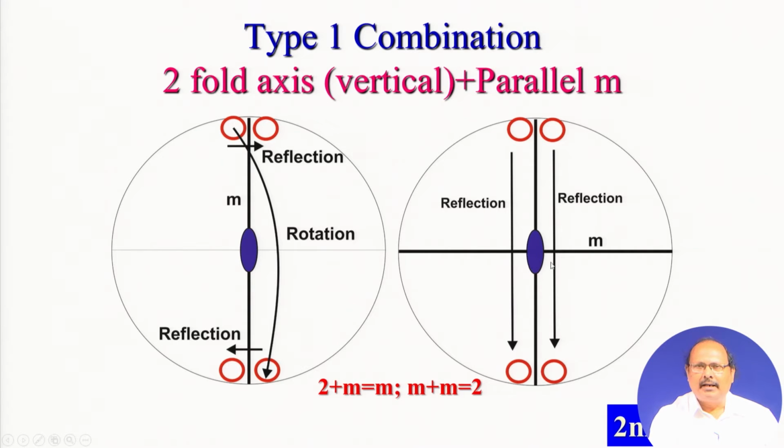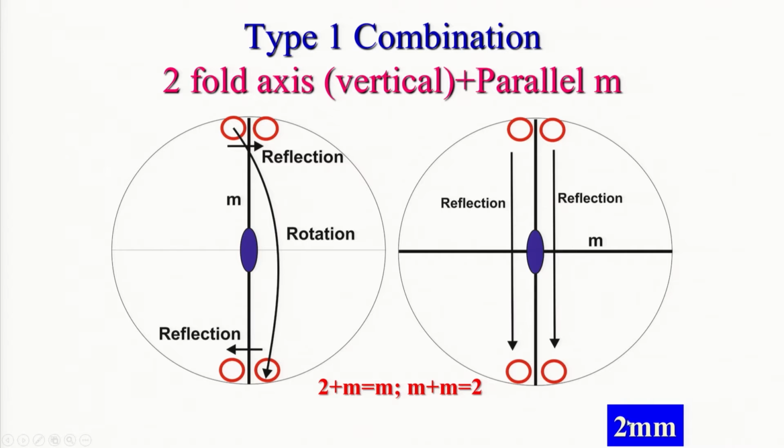Because the mandate of this diad is 180 degrees. That is why the rotation of this mirror does not coincide with this. So, it comes to this position here. That is why these two mirrors are non-equivalent. That is why we give this symbol here.